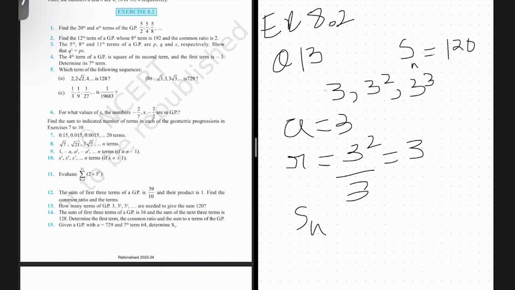So Sn is nothing but a times r raised to the power n minus 1, divided by r minus 1. And why have I used r raised to the power n minus 1? Because r, the common ratio here, is greater than 1. So it is better to express this in this form.